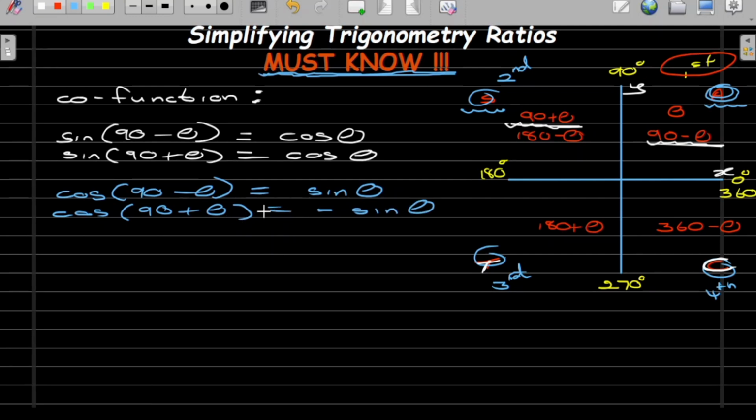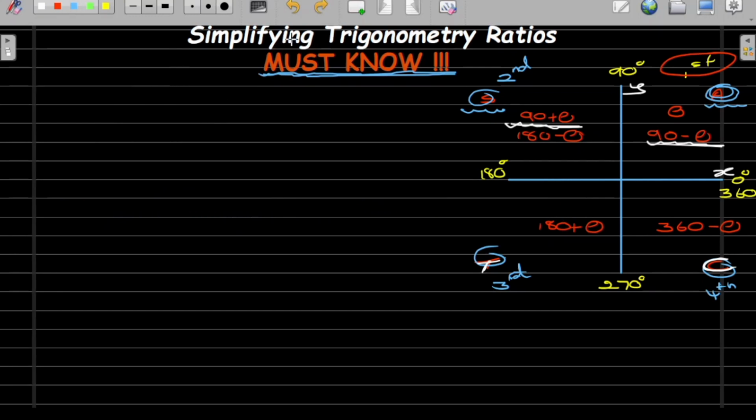So this is how the co-functions work. Very easy to work with and to remember. So when you see this, guys, this is what you just need to do, and I hope that you understand this part. Alright, grade 12. So let us move on to other trig ratios.